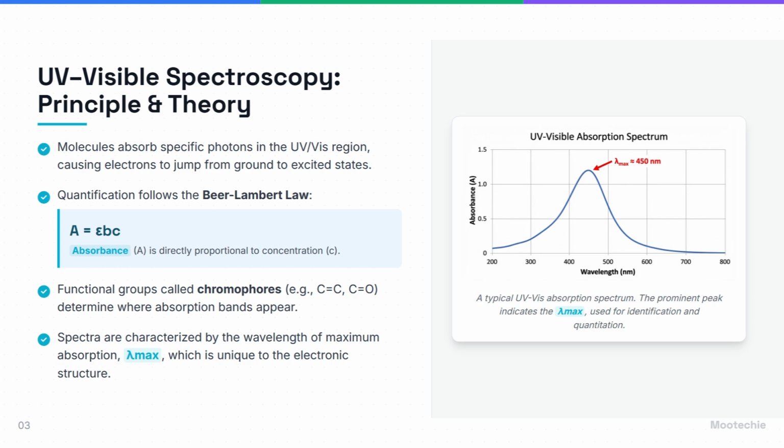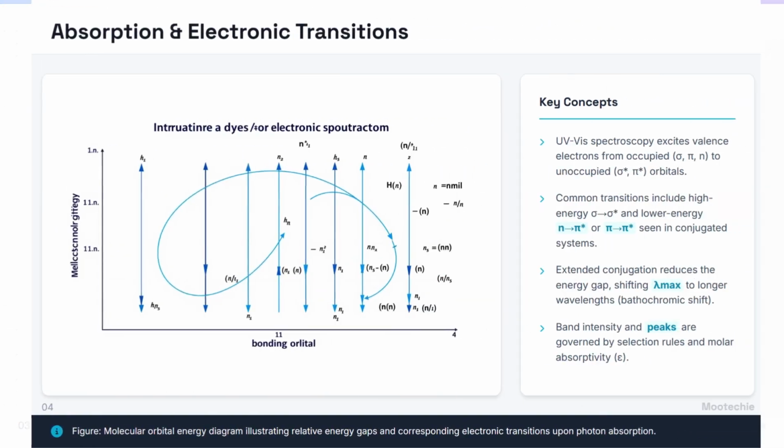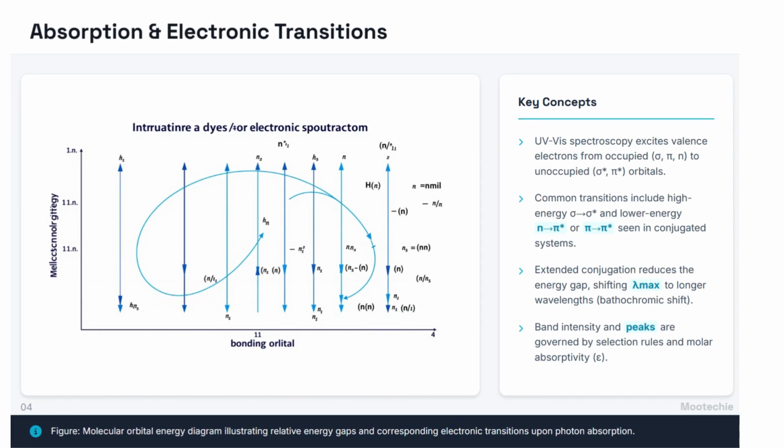This image shows a UV visible absorption spectrum with wavelength in nanometers on the x-axis. We see two prominent peaks, one at a lambda max of 450 nanometers and another at 200 nanometers. This is a typical UV-vis absorption spectrum where the prominent peak indicates the lambda max, which is used for both identification and quantitation. Following this, let's understand what's happening during these absorptions.